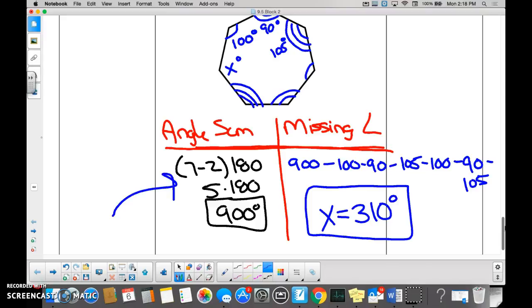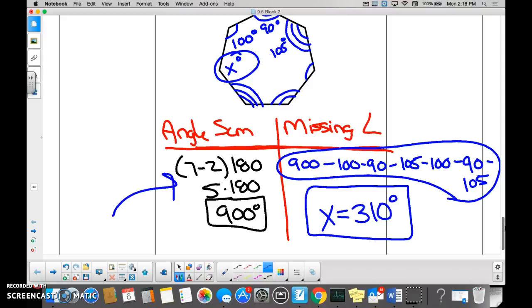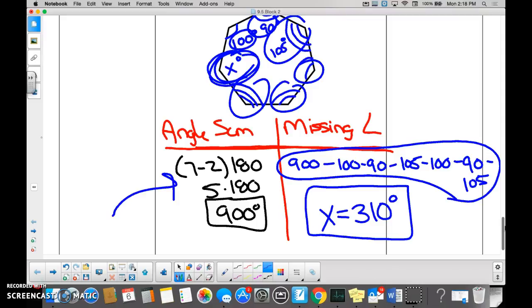How do we find the missing angle, though? We knew that this is x. What did we do to find the missing angle? Anybody? You guys are just looking at me. Somebody. Kari, how do we find the missing angle? Okay, time out. So we subtracted all the angles we knew from the angle sum, right? We knew all but one angle. We knew that this was 100, so this was 100 because of congruent angles. This was 90, so this is 90. This is 105, so this is 105. We just didn't know that one. Questions?